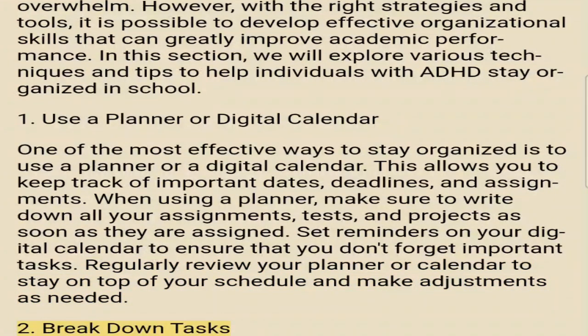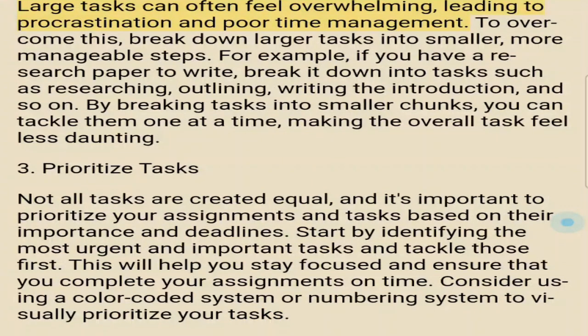2. Break down tasks. Large tasks can often feel overwhelming, leading to procrastination and poor time management. To overcome this, break down larger tasks into smaller, more manageable steps. For example, if you have a research paper to write, break it down into tasks such as researching, outlining, writing the introduction, and so on. By breaking tasks into smaller chunks, you can tackle them one at a time, making the overall task feel less daunting.